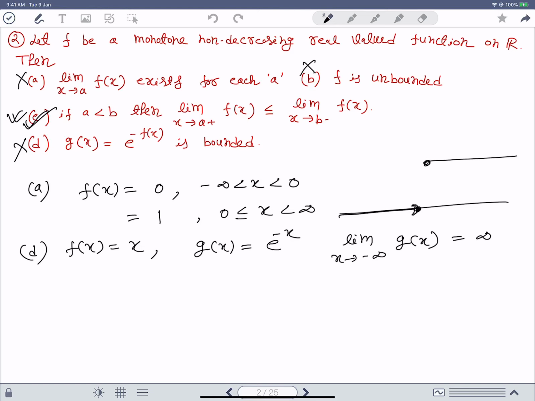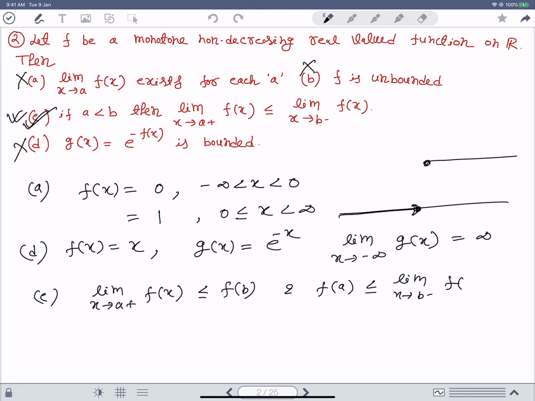Now, if you do not apply anything, from this you can only see that limit x tends to a plus of f(x) is less than or equal to f(b), and also you can say that f(a) is less than or equal to limit x tends to b minus of f(x), and also you have f(a) less than or equal to f(b). From this you cannot say anything more, but we can guess that this is true.